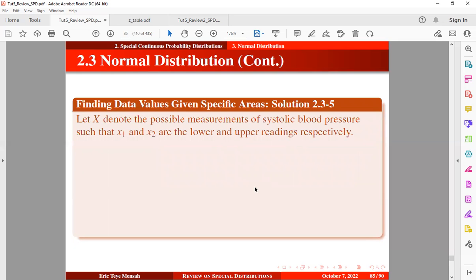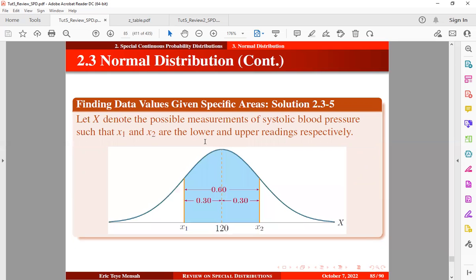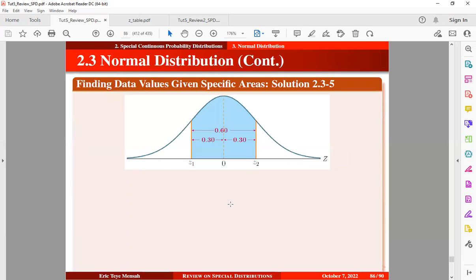Let X denote the possible measurement of systolic blood pressure such that X1 and X2 are the lower and upper readings respectively. We can have our curve in this form, where this 0.60 is showing the middle 60% of the blood pressure. We know the mean is 120. To the left of the mean, we have 30%, and to the right of the mean, we also have 30%. We can transform this using the standard normal. Once we are able to get these z-scores, z1 and z2, we can find the given data values, that is x1 and x2.